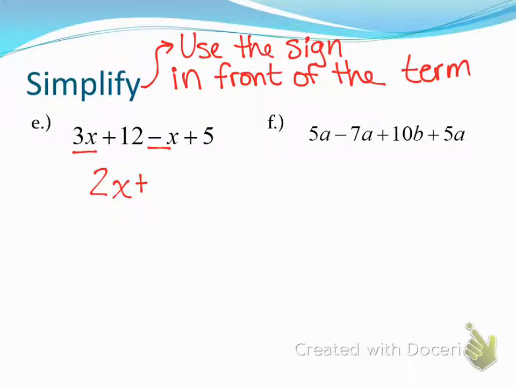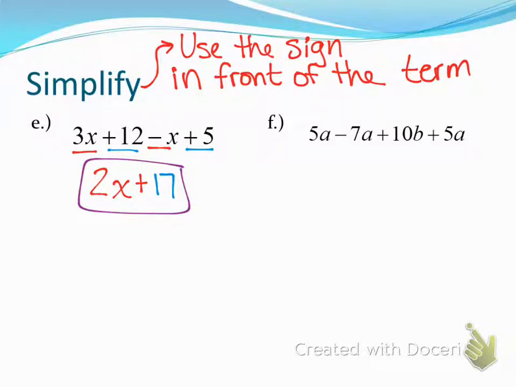If we take 12 plus 5, what do we get? 17. Okay, remember that's a positive 12 and a positive 5, so that's why I'm adding 17. And that is my answer. 2x plus 17. I cannot combine those because they do not have the same variable with the same exponent.